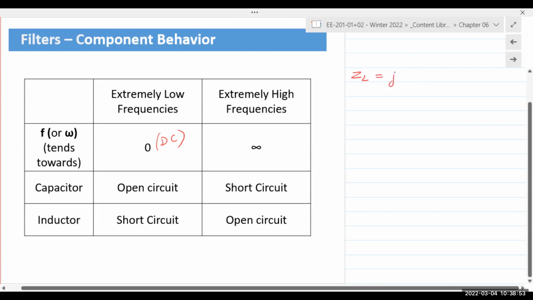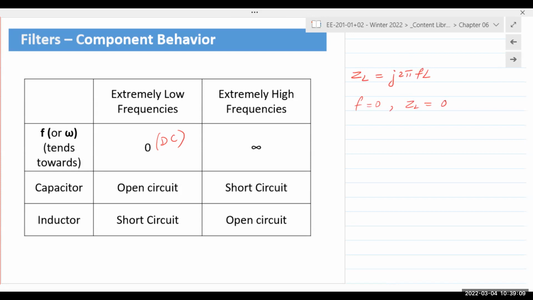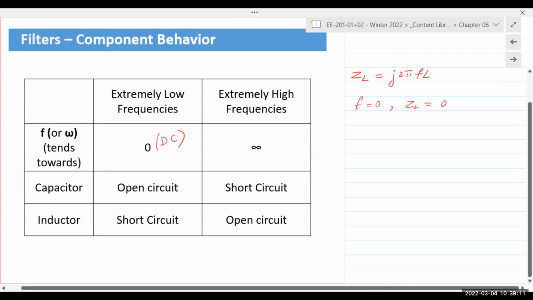ZL is j 2 pi fL. F goes to 0. Inductor behaves like a short circuit. If you apply DC voltage or current to an inductor at steady state, when it's fully charged, it behaves like a short circuit. F is equal to infinity. ZL is infinite.